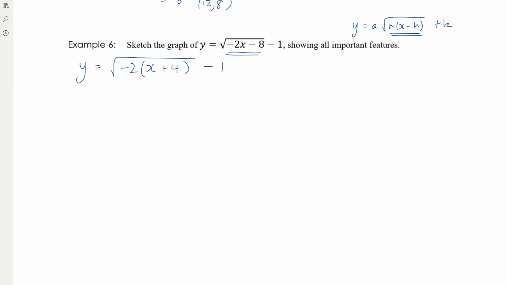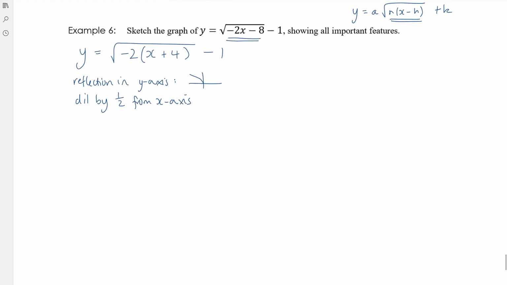Okay, so the negative under the square root, that's a reflection in the y-axis. Remember the negative outside the square root, reflecting in the x-axis, under the square root, reflecting in the y-axis. So it goes to the left. We've got a dilation by reciprocal of 2, so half from the y-axis, so it's going to get squashed in. Again, dilations don't really affect how we draw the graph. It's going to be about where the points on the graph are. And then we're also going to be translating the graph to the left by 4, and translating down by 1.